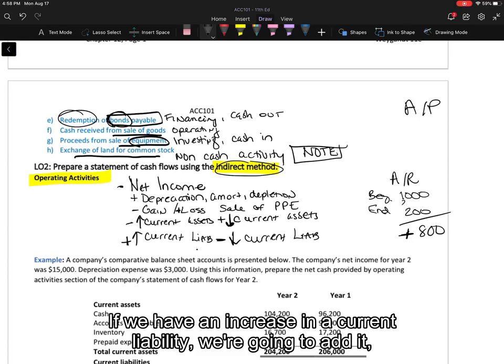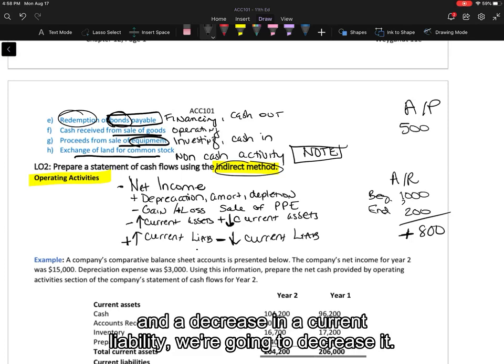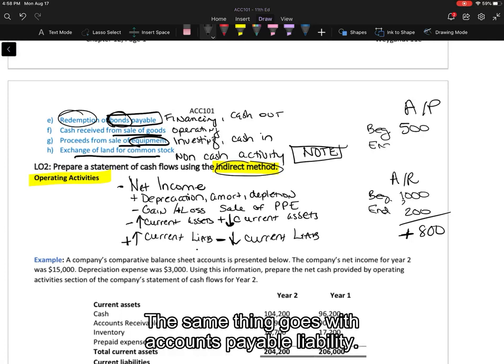If we have an increase in a current liability, we're going to add it, and a decrease in a current liability, we're going to decrease it. The same thing goes with accounts payable, a liability.